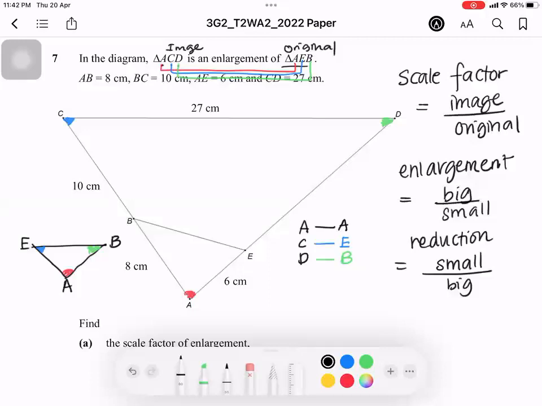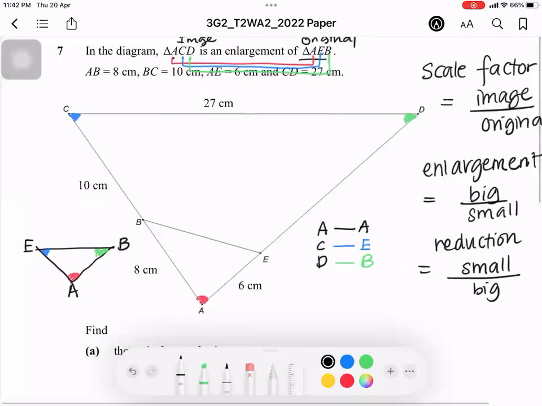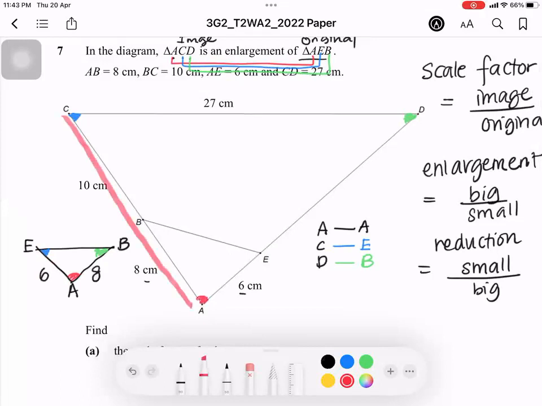Okay, then let's fill in some of the measurements. BA is 8 cm. AE is 6 cm. And I know the whole side over here, A to C, is actually 10 plus 8. A to C is actually 18 cm. I do not know about ED, but I know this whole portion.